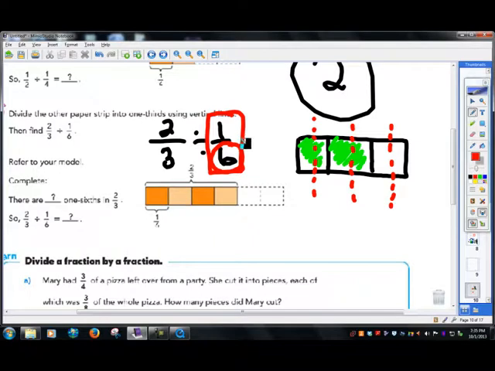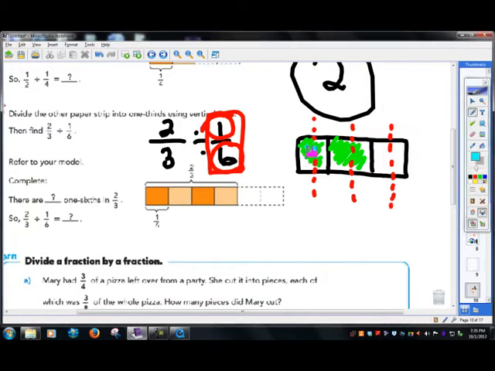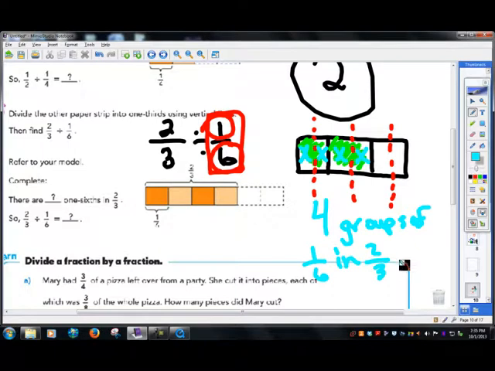Now ask the question. How many 1/6 are there in 2/3? There is 1 there, 1 there, 1 there, 1 there. There are 4 groups of 1/6 in 2/3. Okay, 4 groups of 1/6 in 2/3.